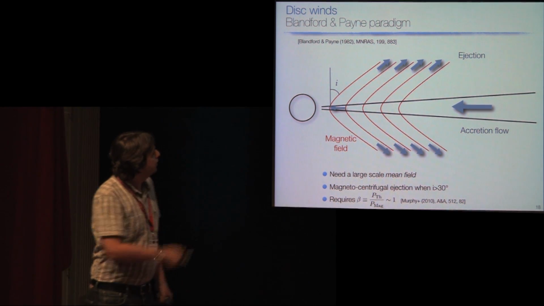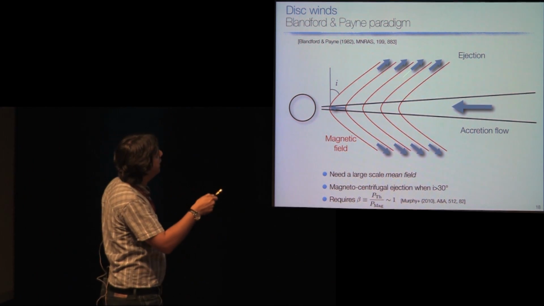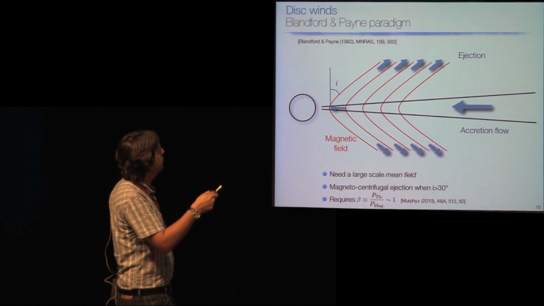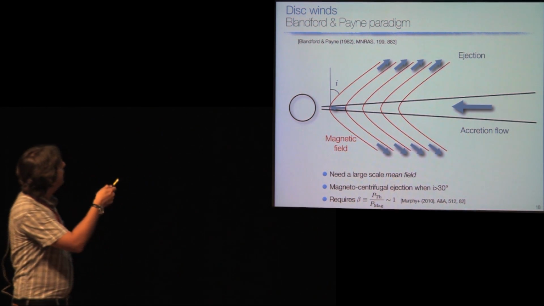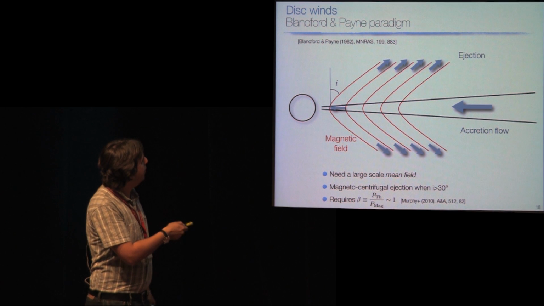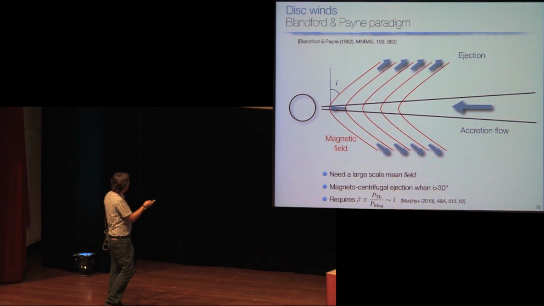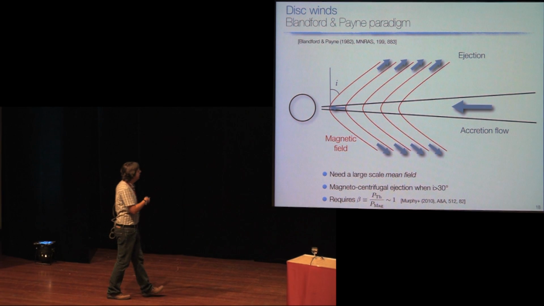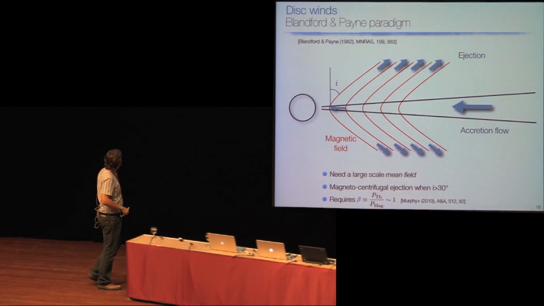So to get this, you need essentially a mean field, and you need to incline the field by an angle which is larger than 30 degrees. And finally, to get the field line behaving as a rigid wire, you need to have quite a high magnetic field strength, which is quantified by this beta parameter, which should be of order 1, at least in the launching region.